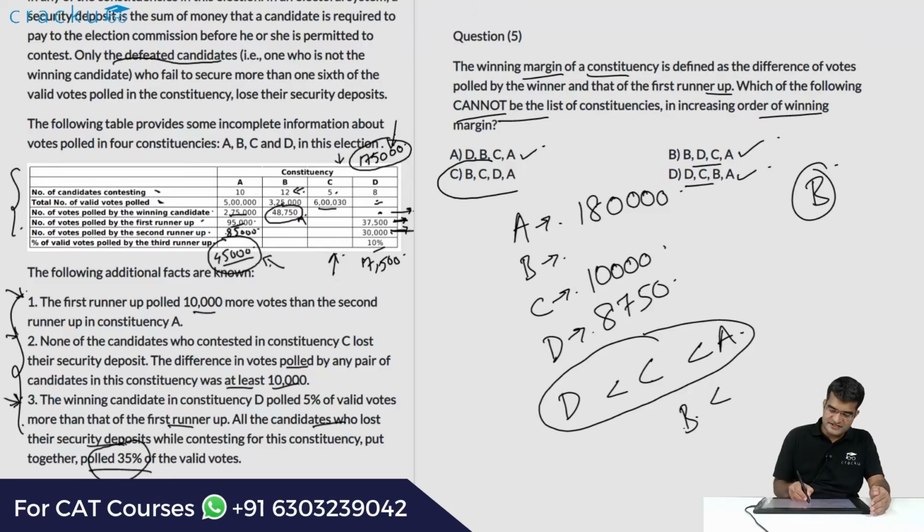The only case in which this is not holding true is option C, which implies that C is less than D is less than A, which is not true. So this will be the correct answer, option C. That cannot be the list of constituencies.